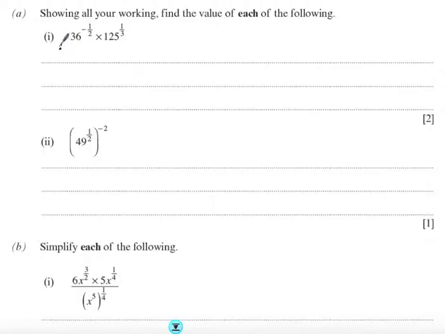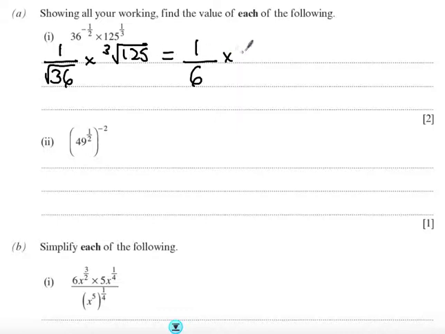The minus means it's a reciprocal, so it's 1 over, and the half means it's a square root. So I've got 1 over the square root of 36 times, fraction 1 over 3 is a cube root, so the cube root of 125. This gives me 1 over the square root of 36. Square root of 36 is 6, times by cube root of 125 is 5. So we get an answer of 5 over 6.